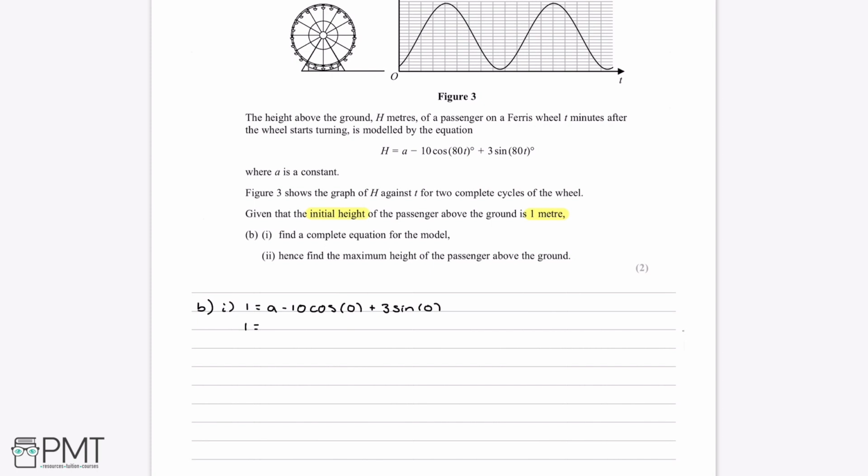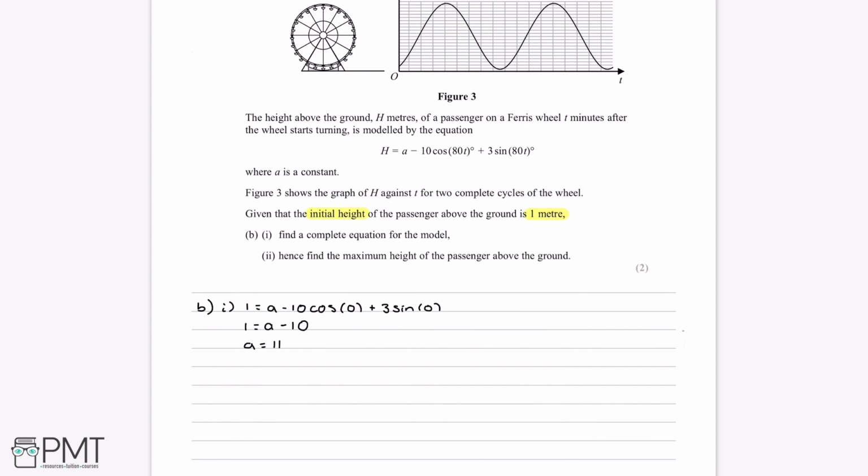Now if we simplify this a bit more, cos of 0 is equal to 1, that's just a general fact. So minus 10 cos of 0 is minus 10 multiplied by 1, which is just minus 10. And sin of 0 is equal to 0. So 3 times 0 is 0, so we don't need to write anything else now. And then to get a value of a, if we just add 10 to both sides, we can find that a is equal to 11.